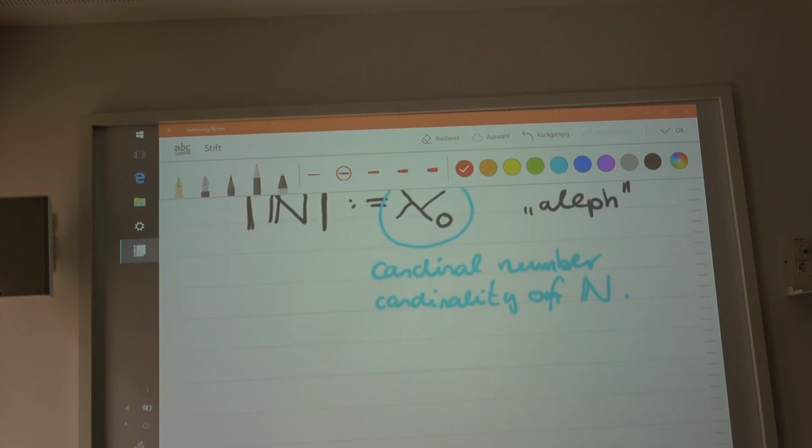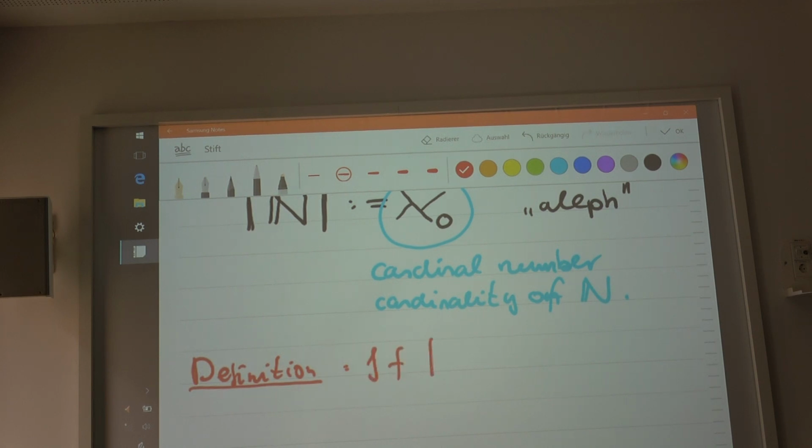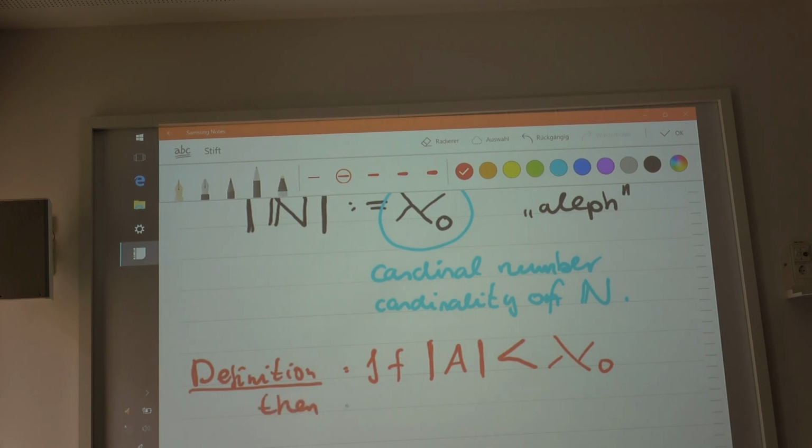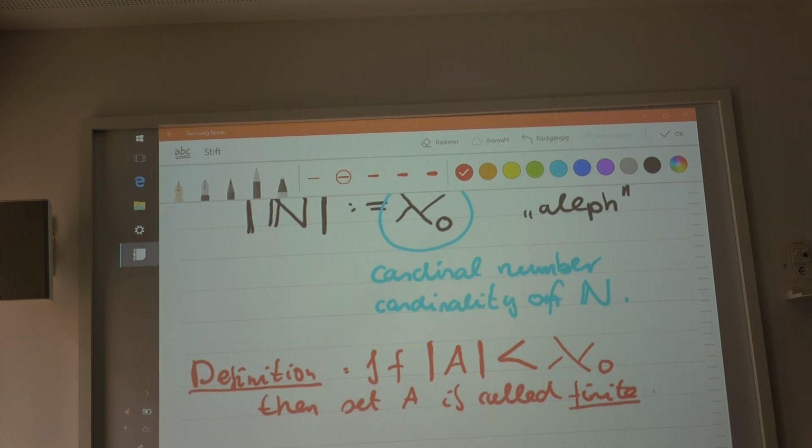Now, guys, let me just continue with the next definition. If the cardinality of a certain set A is strictly less than that of the natural numbers, so Aleph 0 is the cardinality of the natural numbers, and the set has a cardinality strictly less than that, then the set is called finite. So that's the first definition.